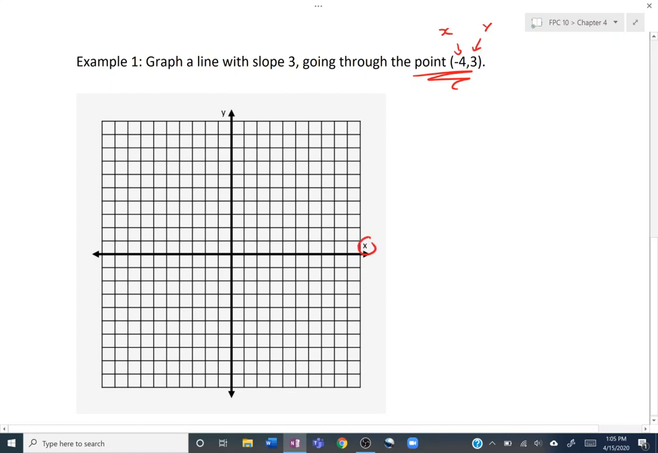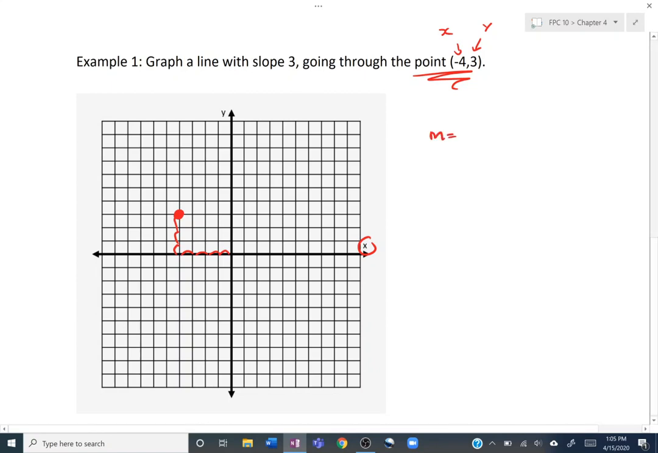So for our x-coordinate over here, we're going to go left because it's a -4. 1, 2, 3, 4. So this is our point right there, -4. And then we're going to go up 3. 1, 2, 3. So that's our point right there, -4, 3. And we're looking for a slope of 3.